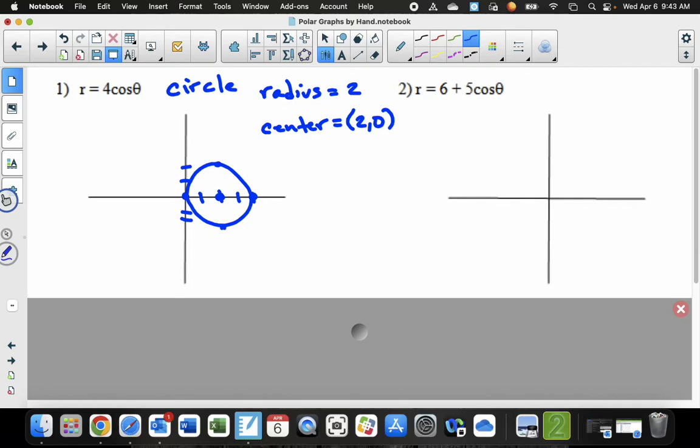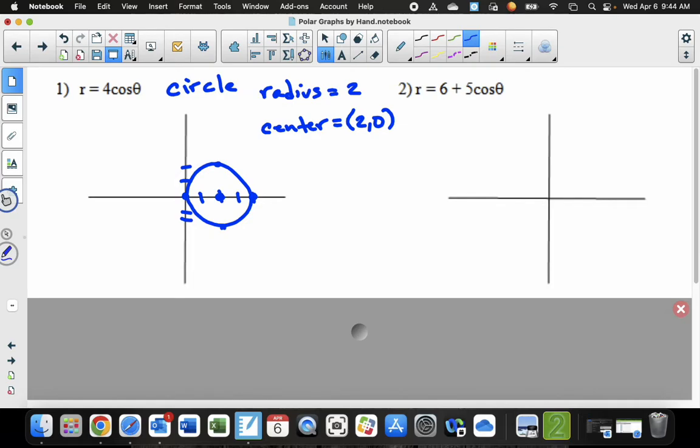Radius, center, and location. The only thing that'll ever change is the number for A. That 4 will be something else. It might be sine versus cosine, but all that does is change the location. Make some sense, hopefully? So circles should be pretty quick. Let's do number 2.